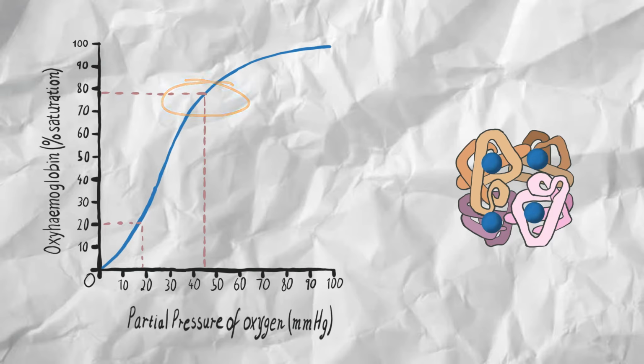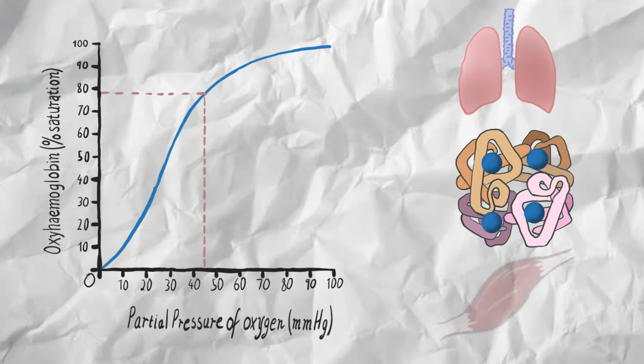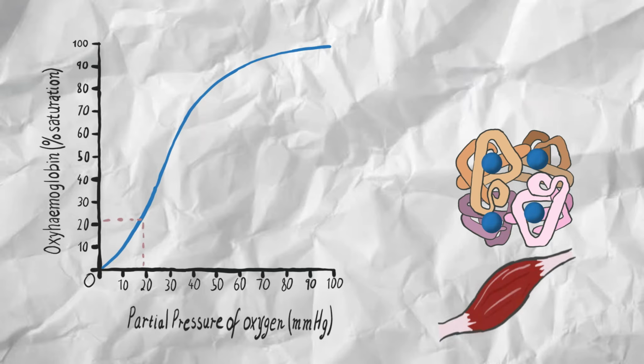Now this process is really important for oxygen transport around the body. In the lungs, where oxygen pressure in the blood is high, hemoglobin loads up on that oxygen. And as that blood travels around the body to respiring tissues, the oxygen pressure of the blood falls. Now this reduces the ability of hemoglobin to hold onto that oxygen, and this causes it to be released, and that oxygen then becomes available to diffuse into working tissues.